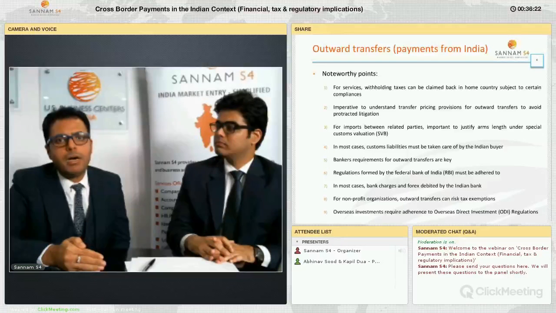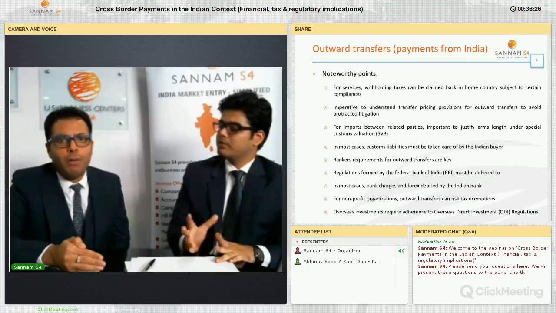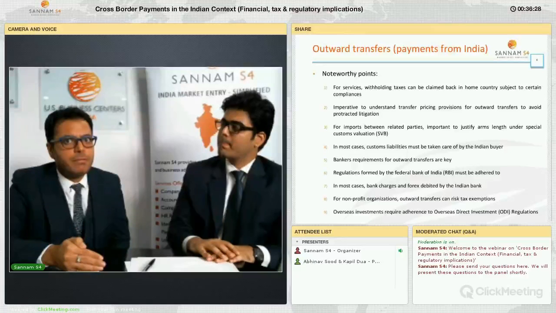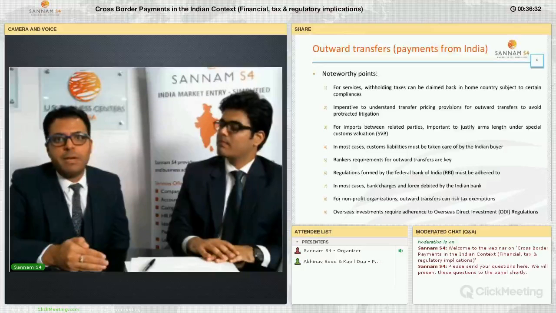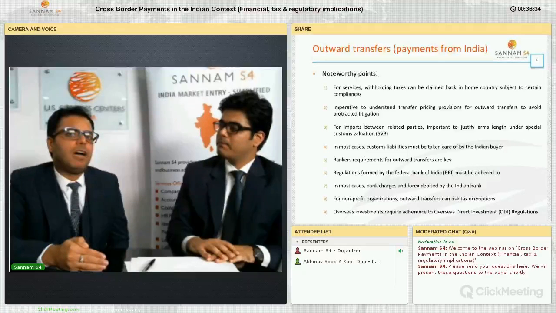So there are important documents which need to be filed with the Indian banker: Form A2, the 15 CA, CB certificate, a copy of the agreement, a copy of the invoice. Very basic documents which need to be filed with the Indian banker.